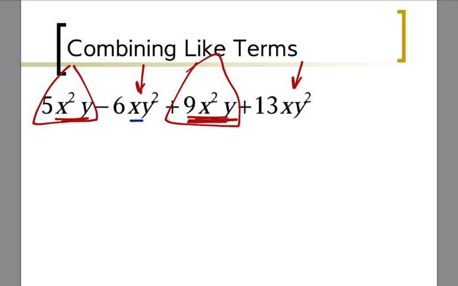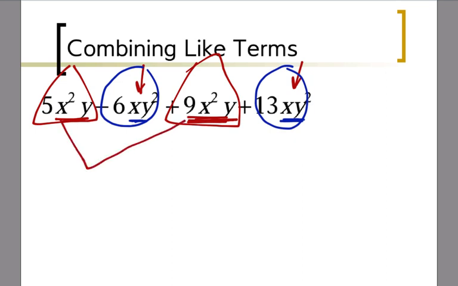And then let's look at the other ones. I've got negative xy squared, or sorry, negative 6xy squared, and this one is xy squared. Those are like terms, so I'll circle them, and then I'll combine them. So I look at the 5x squared y and the 9x squared y. How many x squared y's do I have? Well, I had 5 plus 9, which is 14. So there's 14x squared y.